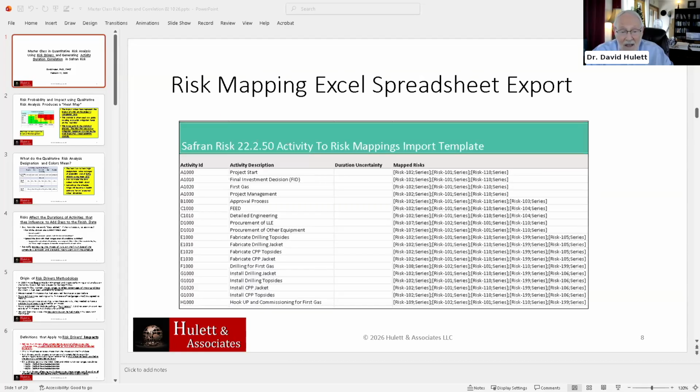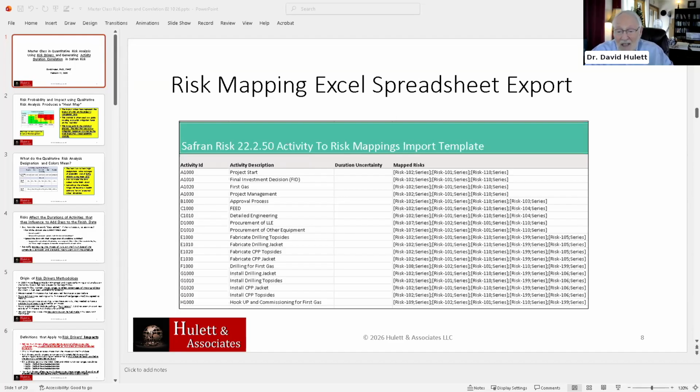Just for fun, this is the export of the risk mappings template from Safran Risk, and you'll see these are activities in a particular case study that I have, and these are all in series. Now, I would not want to go into that and change some of those to parallel, but you might want to do that. On the other hand, you can do a global change and say, if it has capital SERIES, which the syntax is very important, delete it and replace it with PARALLEL, capital P, and all that.